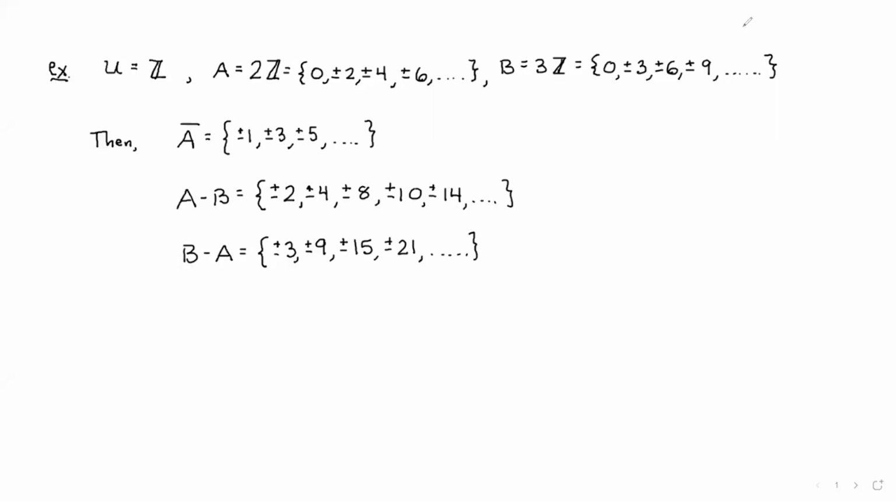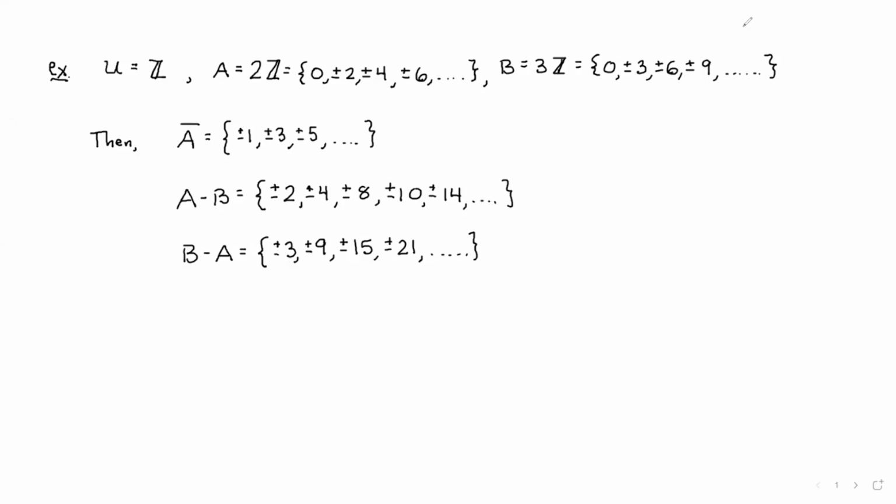Now for a practical example, we're going to take U to be the set of integers, Z, and we're going to say A is 2Z and B is 3Z. 2Z is just the set of even integers. It's 2 times the set of integers, which is 0, plus or minus 2, plus or minus 4, and so on. 3Z, likewise, is the set of all integers multiplied by 3. So it's all multiples of 3: 0, plus or minus 3, plus or minus 6, and so on.